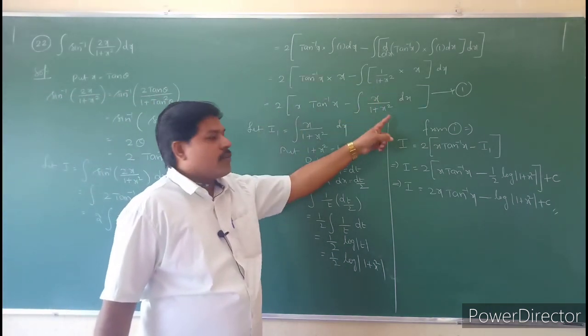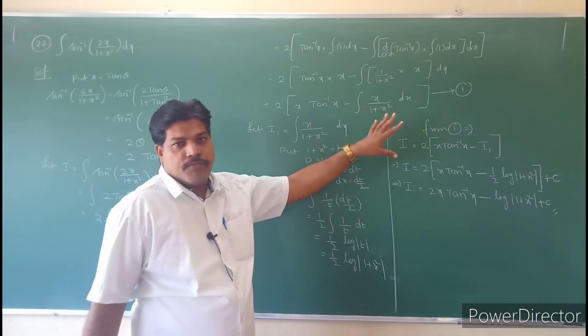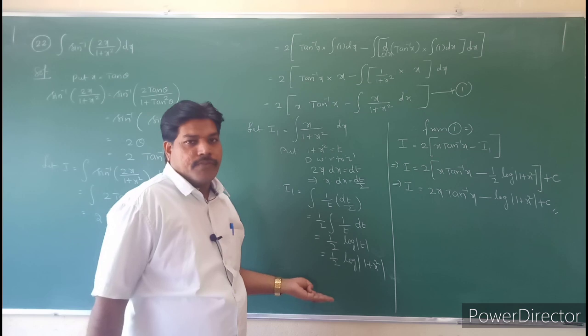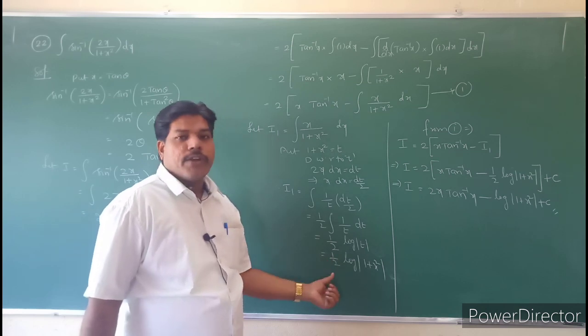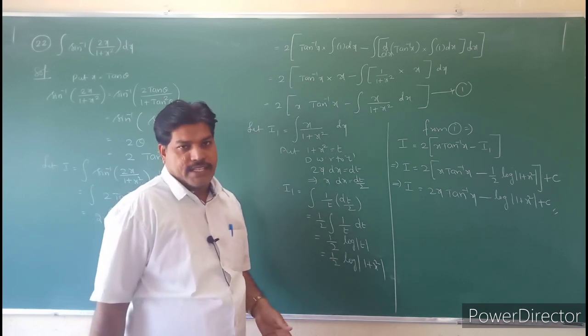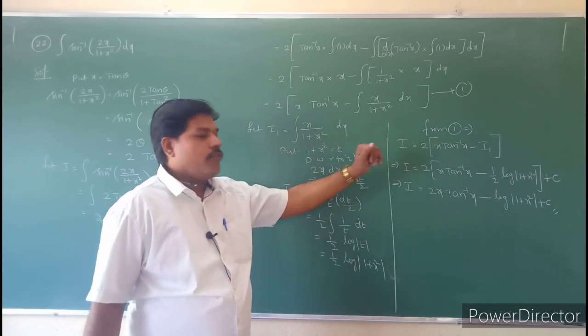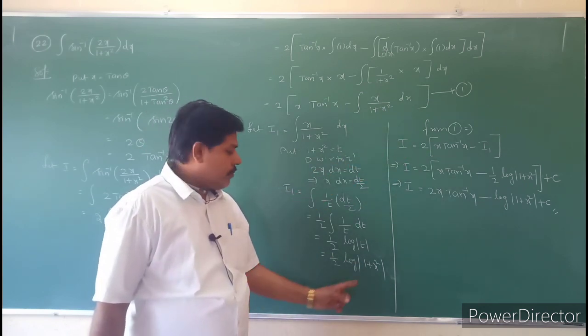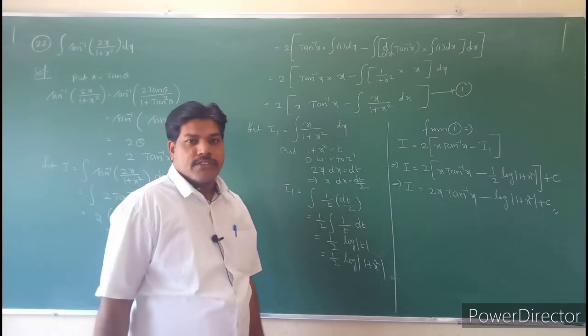So the integral of x by 1 plus x square, you don't get the direct value for the integration. I am taking it as I1 and simplifying. That value is nothing but 1 by 2 into log of mod 1 plus x square. So from 1 we will take I is equal to 2 into x into tan inverse x minus I1. Replace the I1 value, you will get the answer. See that question?